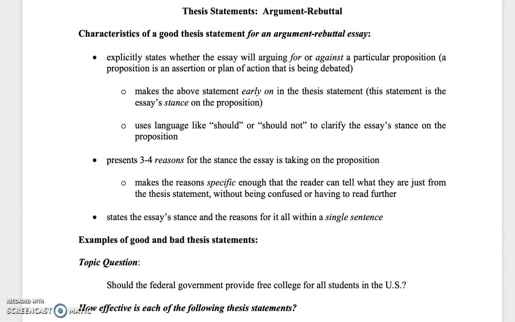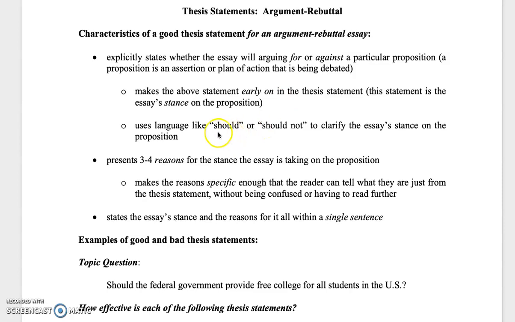An effective thesis statement for that kind of essay is going to have two parts, the stance and the reasons. The first part is the stance, and that's where you state whether or not you are for or against the position, whatever is being debated. You want to make that stance clear early on, so you want to start the thesis with your stance.